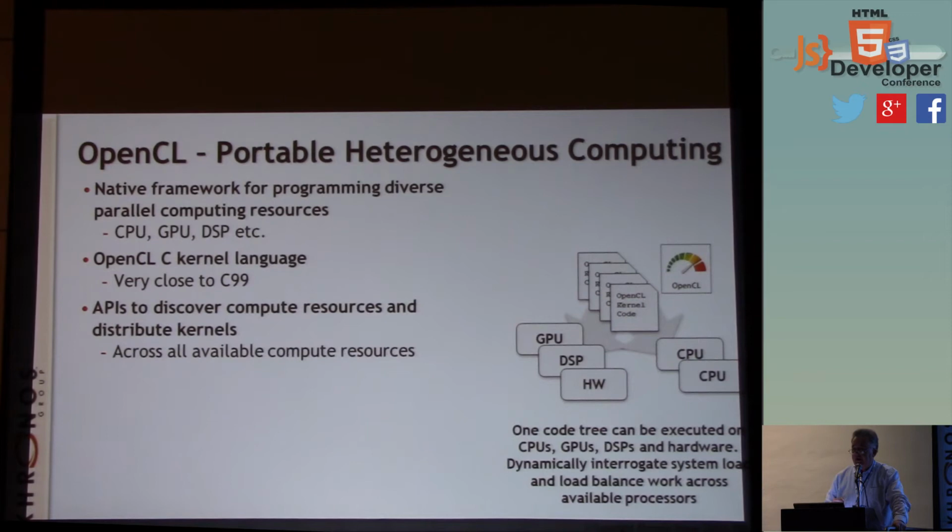The way we do that is that we enable the developer to write a kernel of work, or many kernels of work, in a language that is basically C99. And then we have a couple of APIs, an API to discover what hardware is on your platform, and then a runtime API to take those kernels, compile them, and distribute them across any combination of computing resources that you have available to you. This means for the first time you can actually write a single source tree, and at runtime decide whether to run kernels on CPUs, GPUs, even hardware blocks, and DSPs.